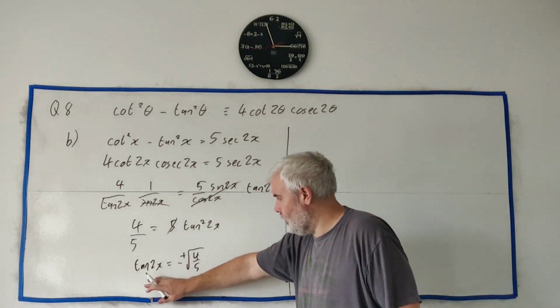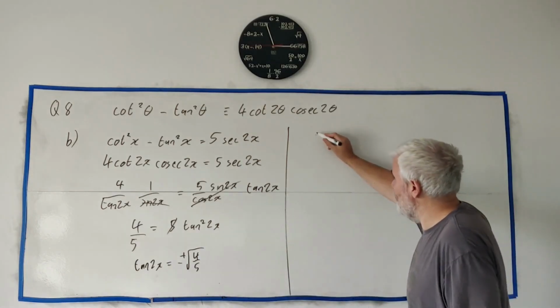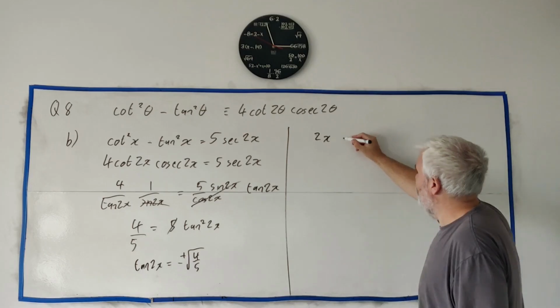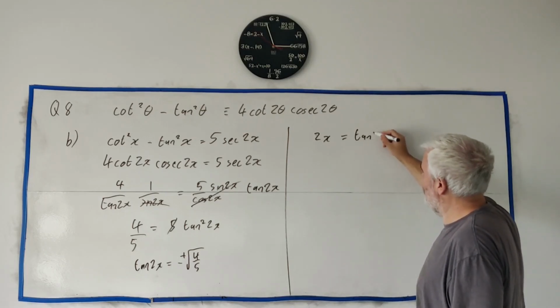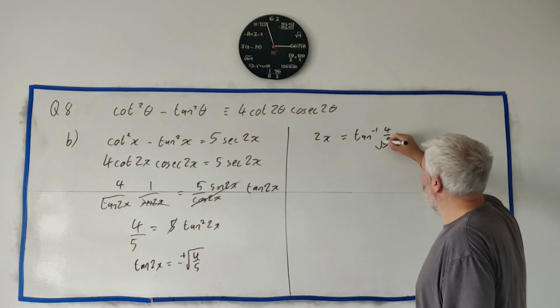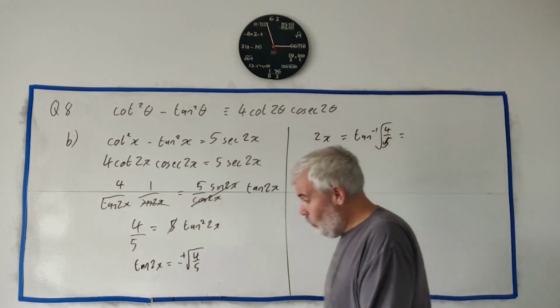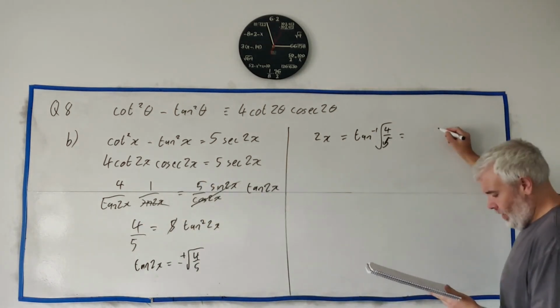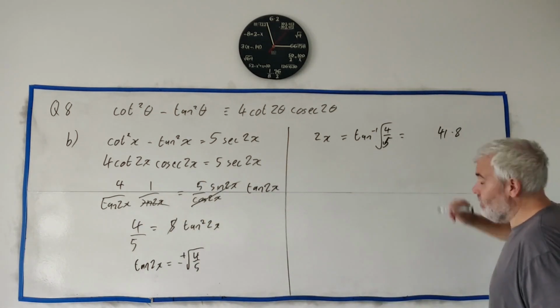You then have to solve this. Your calculator does it. It'll just find 2x for you. 2x is the inverse tangent of the square root of 4 over 5. Your calculator will do that for you. It gives you an answer of 41.8.